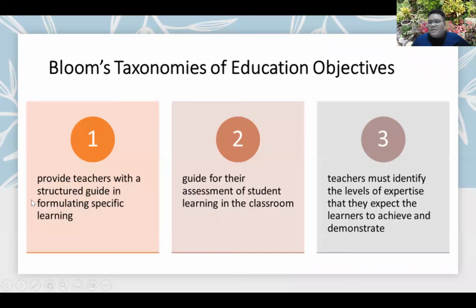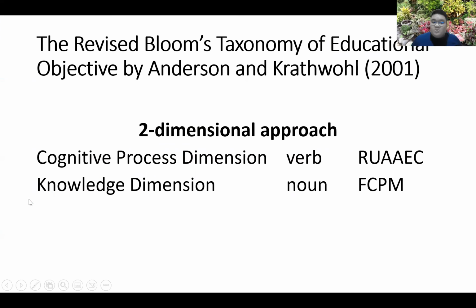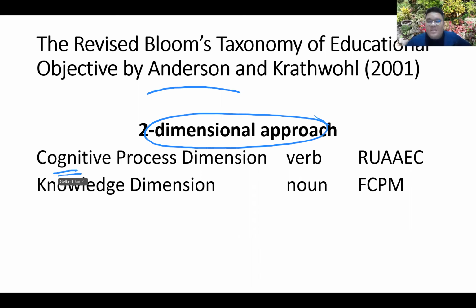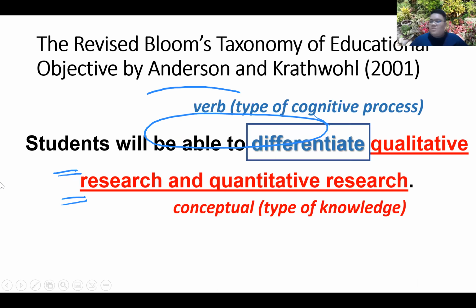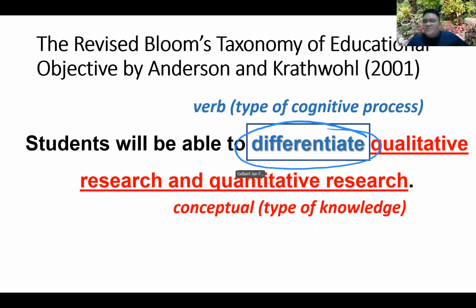So, okay? Now, I would like to go to the two-dimensional approach. Nung nag-revise class si Anderson at saka ang kasamahan niya, the two-dimensional approach class refers to the inclusion of the cognitive process and then the knowledge dimension. Class, pag sinabi ko pong cognitive process, ito po yung example niya. Okay, class, this is the cognitive process. Differentiate. If the objective states that students will be able to differentiate qualitative and quantitative research, the cognitive process is the differentiate.